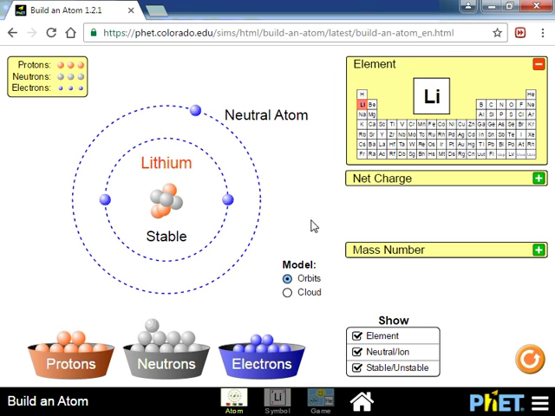So once again, if I take away this electron, I have a positive charge. If I put it back in, I have a neutral atom. And if I add an electron, I'm going to have a negatively charged ion. And last but not least, I wanted to build a beryllium. This is another metal. I'm going to add some more protons to make it stable. And you can see this one has two in the outer orbital.